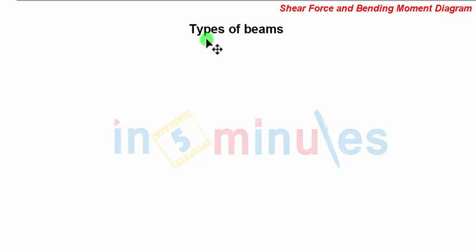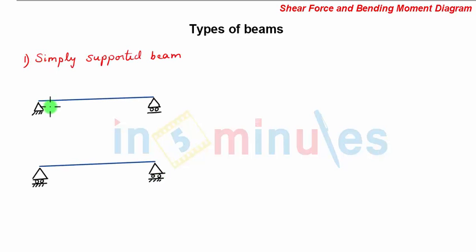Now let's study what are types of beams. First we have a simply supported beam. So a beam which is supported at its ends, and in one case if one of the supports is a hinge support and another support is a roller support, then that can be called a simply supported beam.